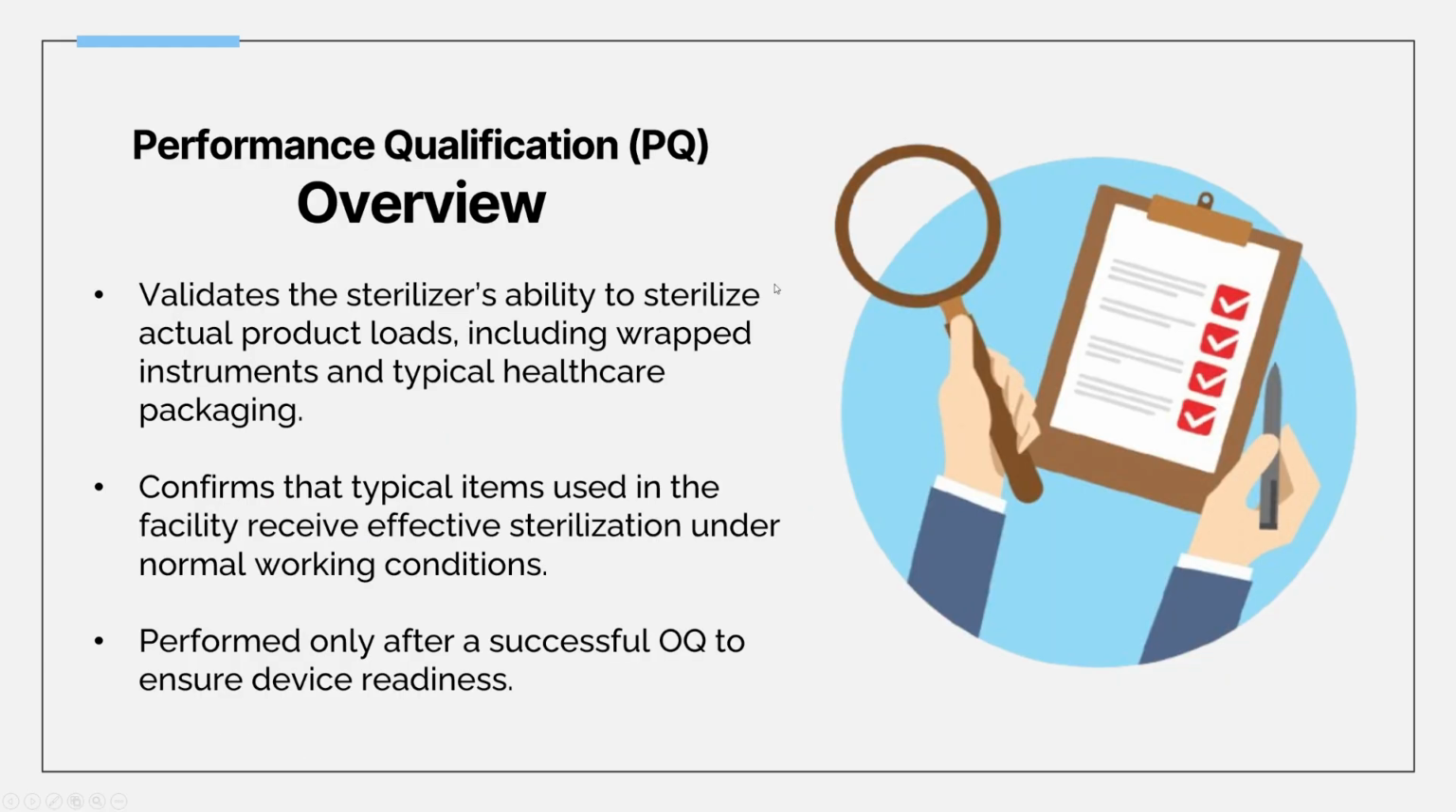So performance qualification or PQ. This part confirms that the sterilization works for real items under regular conditions. This is where we test wrapped instruments, sets, and packaging types used in practice. So it validates the entire process, not just machine function. Without passing a performance qualification, the sterilizer cannot be released for routine use.